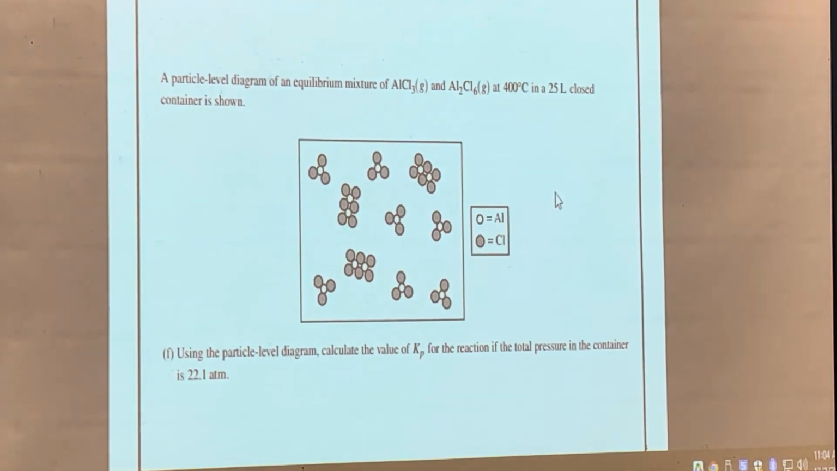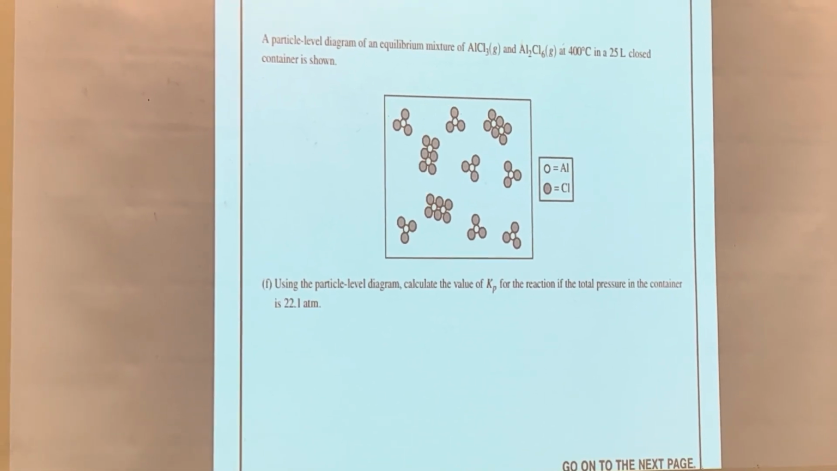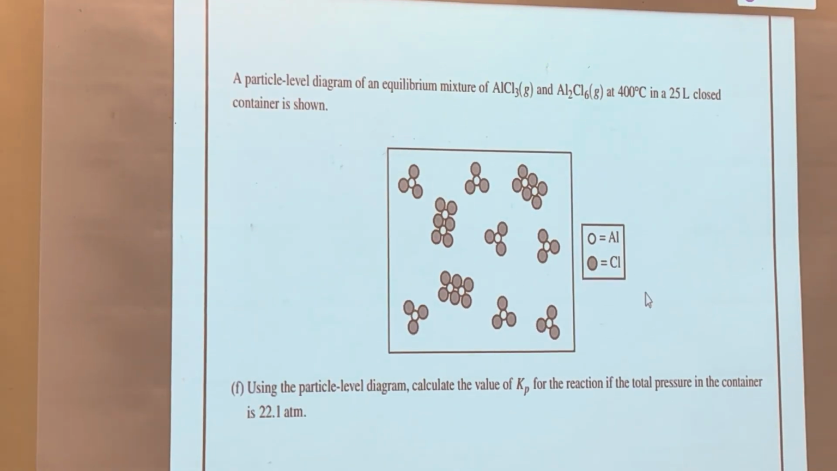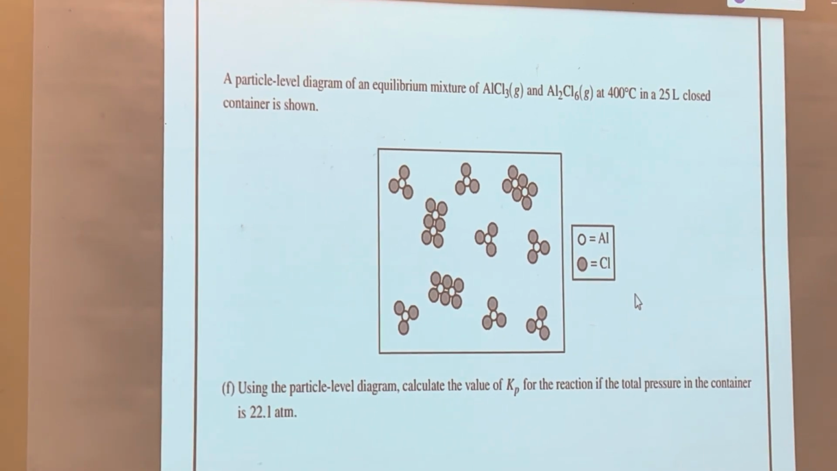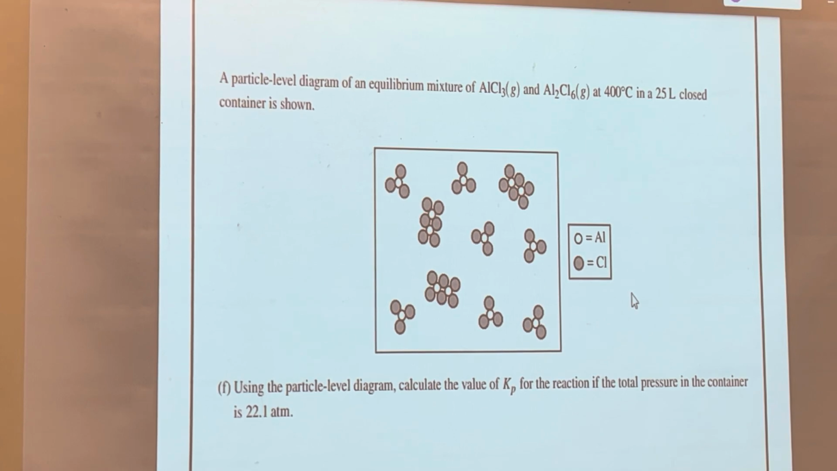This is 2023, and we look at this particulate view right here. It says a particulate level diagram of an equilibrium mixture of AlCl3 and Al2Cl6 at 400 degrees in a 25-liter closed container is given. Part F says calculate the value of Kp. Now, we don't know how to do Kp yet.